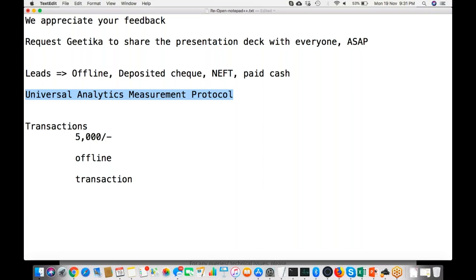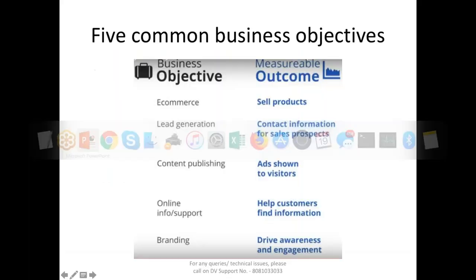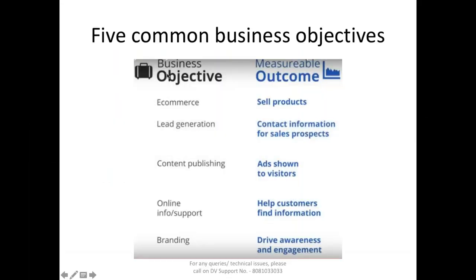Okay, so my point is, this is not limited to these five common business objectives. Whenever you are implementing Google Analytics, remember that you discuss it in detail with the stakeholders, what it is they want to see in Google Analytics, and then you implement accordingly. Did I make my point clear?